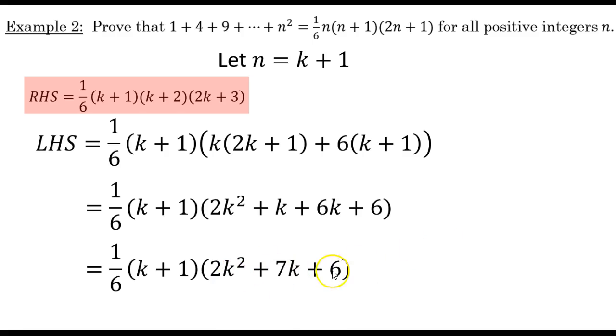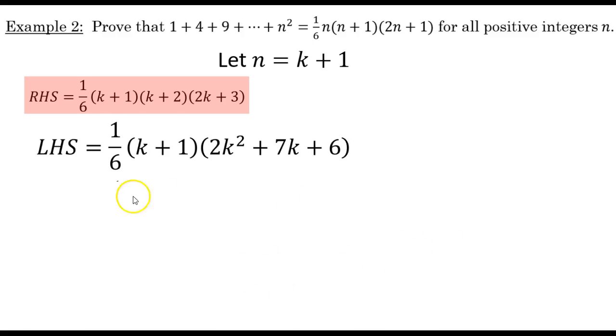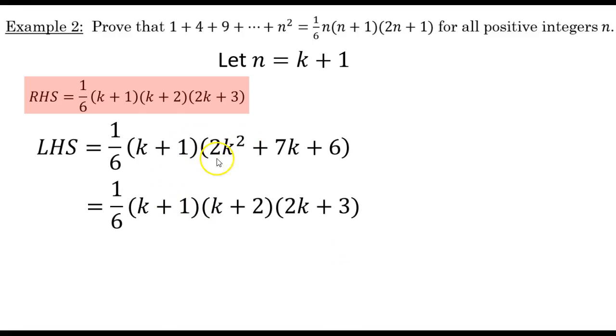Righto, tidy that up a little. Here it is again. Now, factorise this, and we get k plus 2, 2k plus 3. So there's been a fair bit of work there, a little bit of massaging to make my left-hand side appear equal to the right-hand side. We can see they are exactly the same now.